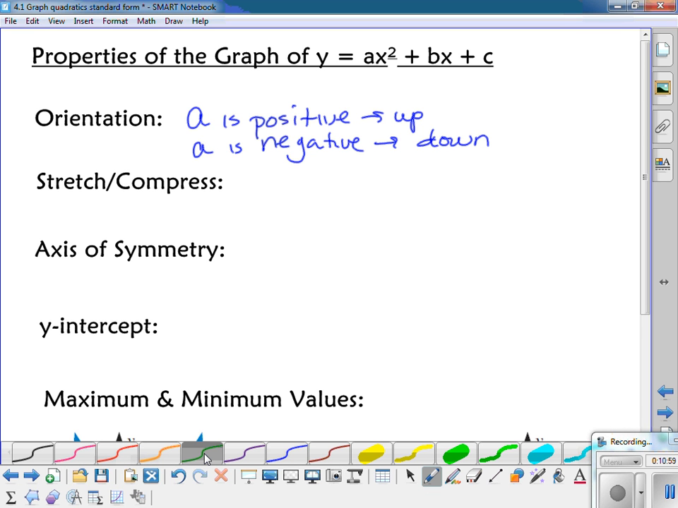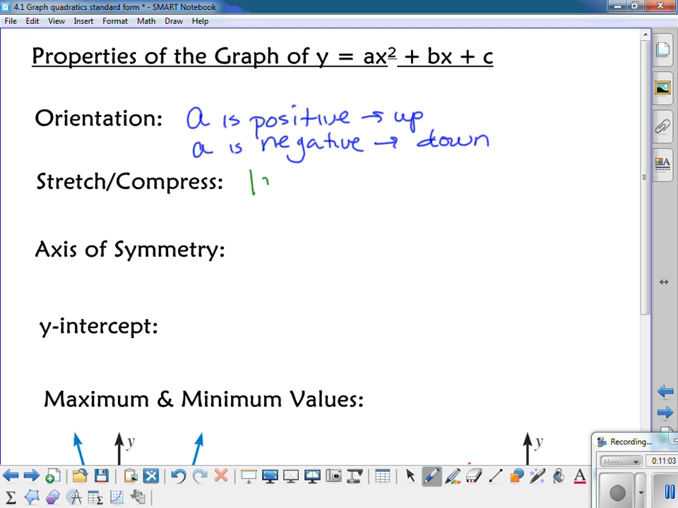All right, so stretching and compressing also has to do with our a. If the absolute value of a is greater than 1, am I stretching it out vertically or am I compressing it? I'm stretching it out. Okay, so 2, 3, 4, 5, I'm making it thinner by stretching it in a vertical direction. And if the absolute value of a is less than 1, I'm compressing it vertically.